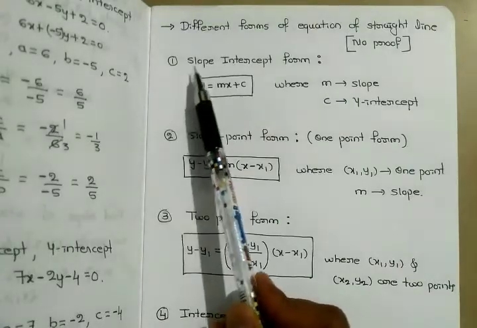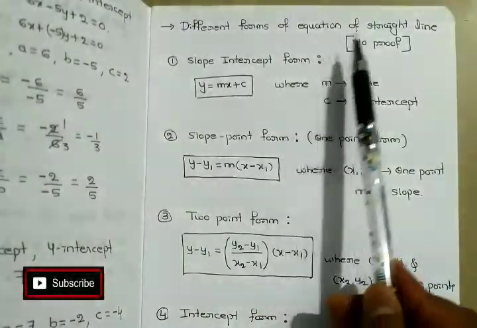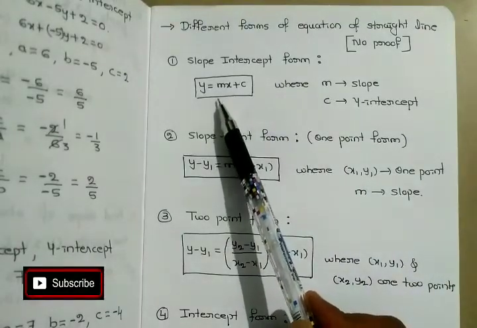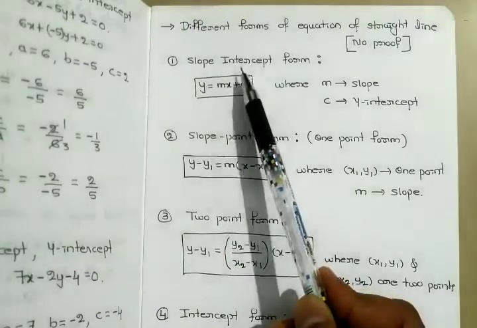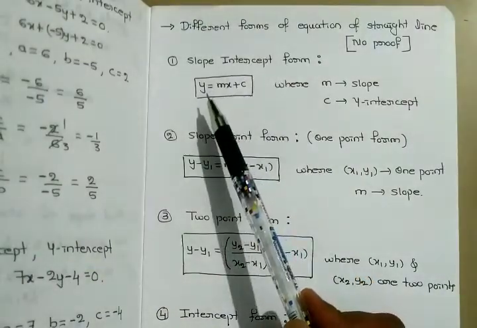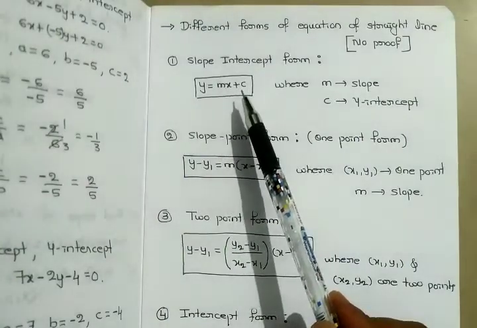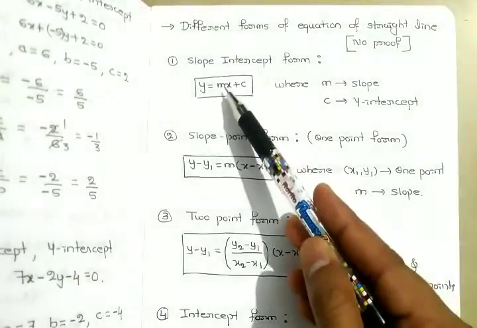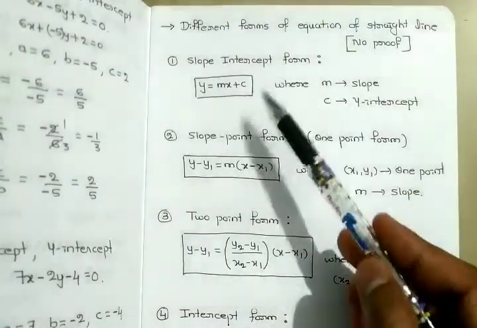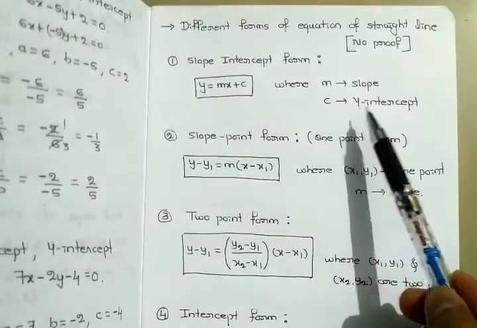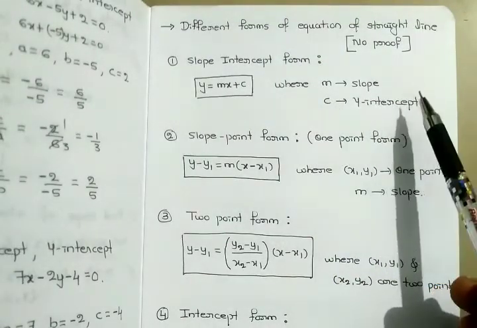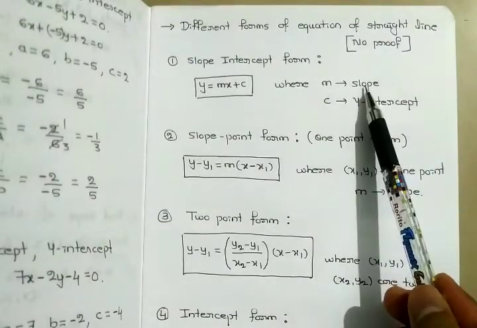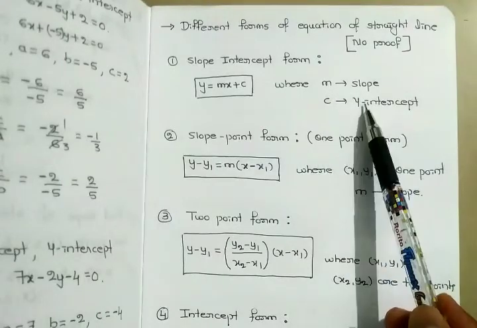So in that, the first one is the slope intercept form of equation of straight line. So this is the first equation of straight line formula. What is that? Slope intercept form. That is given by y is equals to mx plus c. Here m is nothing but slope and c is nothing but the y-intercept.